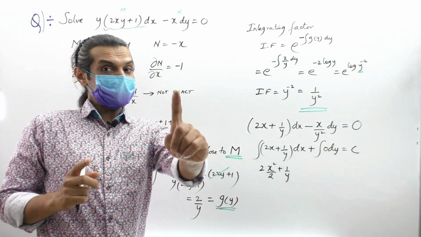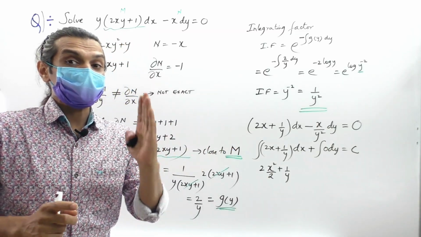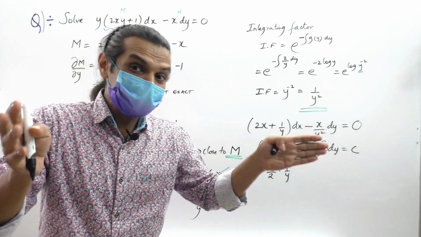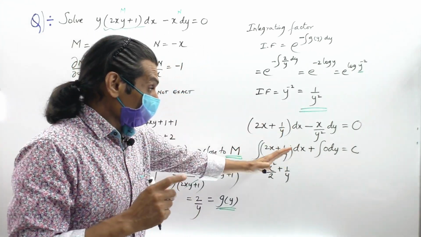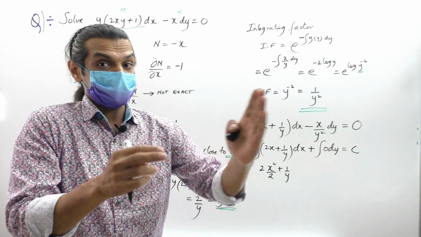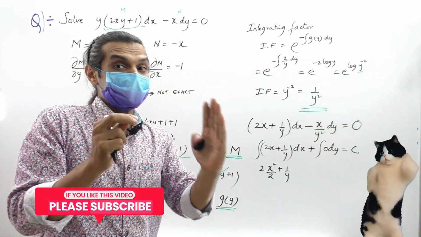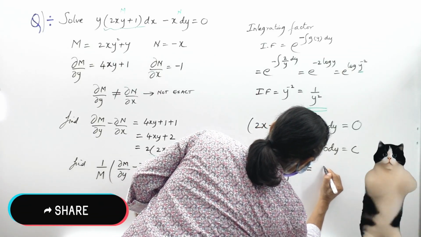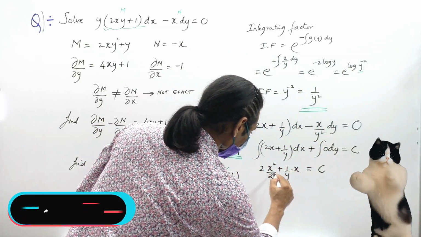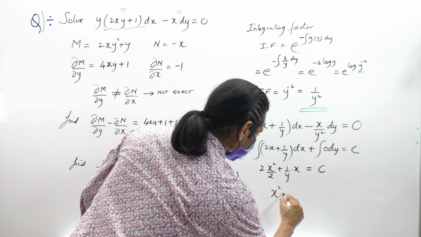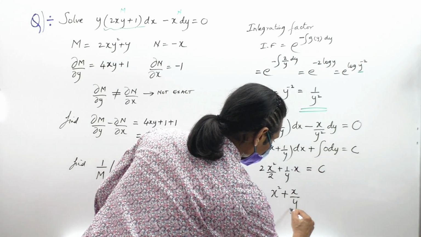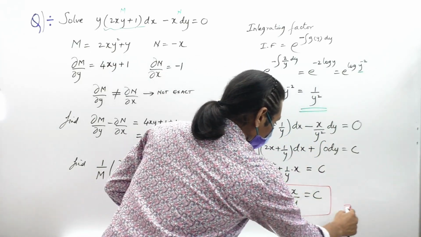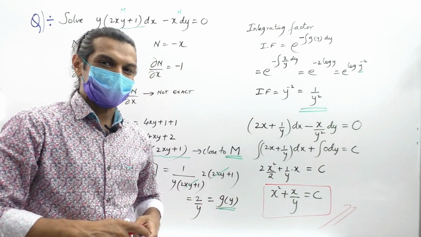Remember, integration of 1 exists because integration of 1 dx is x. 1 by y, do not take it 0. People make this mistake in examination. We are integrating with respect to x, so 1 by y is constant as it is. So, integration of 1 dx is x, so into x is equal to c. So, the solution here is a beautiful solution, 2 cancels, x square plus x by y is equal to c. This is the solution of the given equation reduced to the exact form, as easy as that.